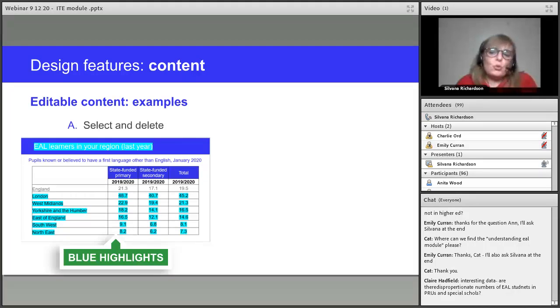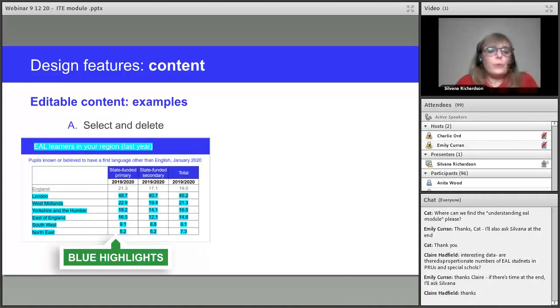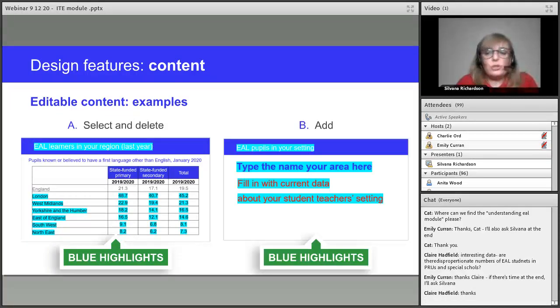The other thing that I said is that we also created editable content, and this is really to make sure that you have as much information at your fingertips as possible, but that you can make decisions around what is useful for your context. So, for example, if you look at this slide, this is about EAL learners in your region, but in fact, you've got every region in England. And it's highlighted in blue. So blue highlight is code for this is an editable slide. So for example, if you are, like I am, based in the east of England, you probably want to include just the east of England data and you want to delete everything else.